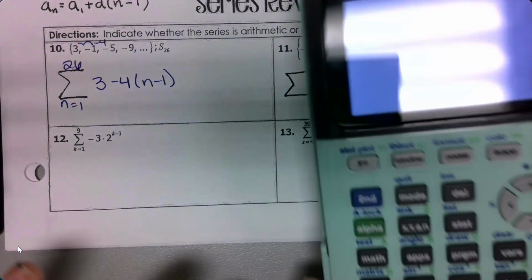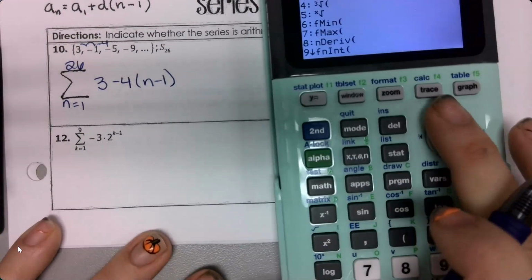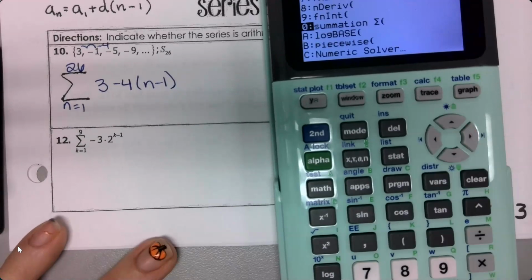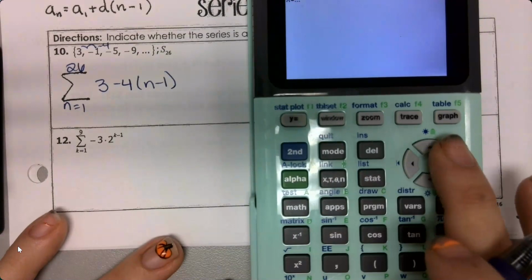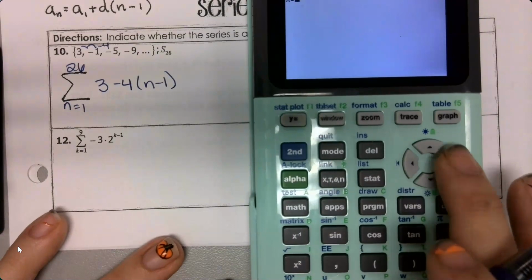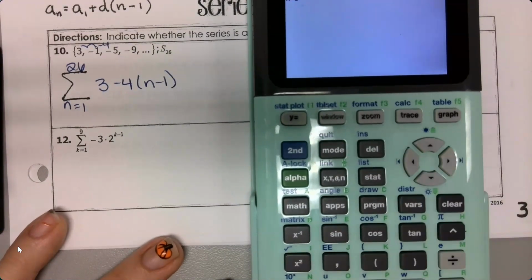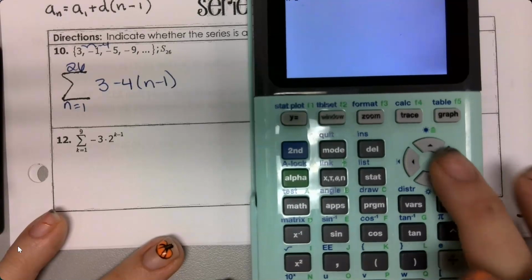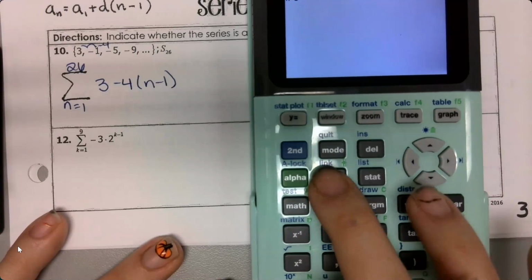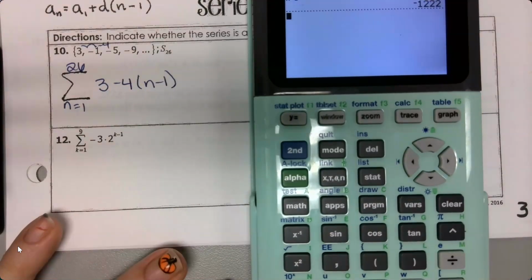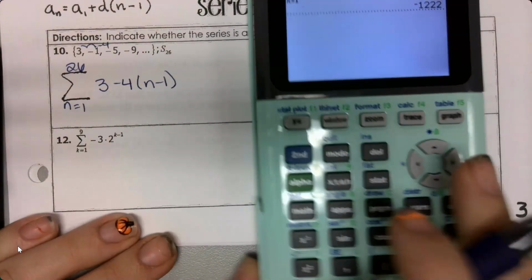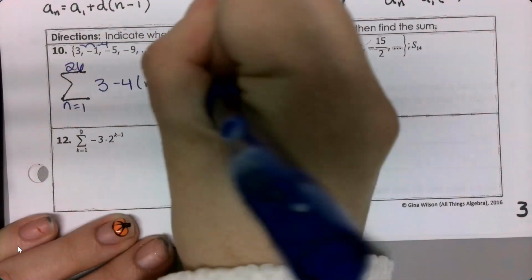So if I want to type this into my calculator, I go math, I arrow down to choice 0, which is summation with the sigma. I press enter, then I do x, type in the 1, type in 26 up top, and then I type in 3 minus 4 times x minus 1, and then I press enter, which gives me negative 1,222.